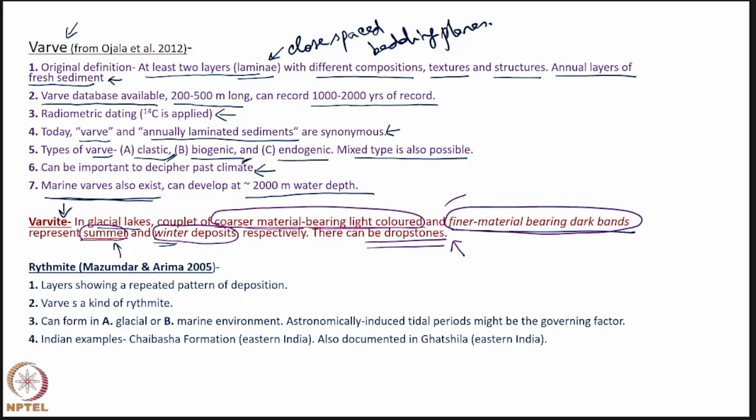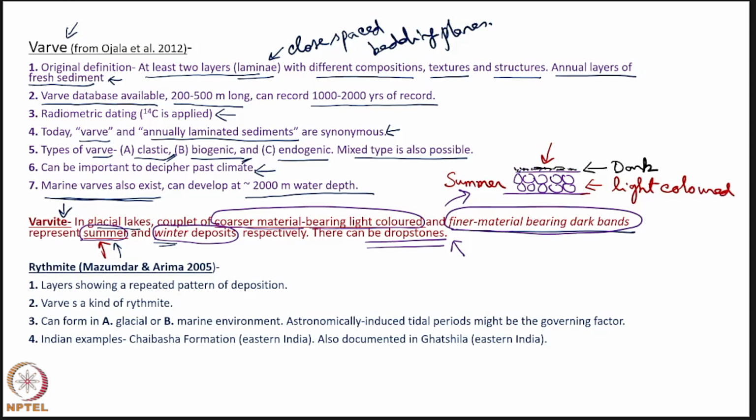So, just to make a cartoon out of this statement, there can be a couplet of coarser materials, light colored coarser materials deposited during the summer, and during the winter when the top layer of water is frozen, water movement is restricted. So, the fine particles along with the organic materials get deposited, so that is dark color. This together will indicate 1 year.